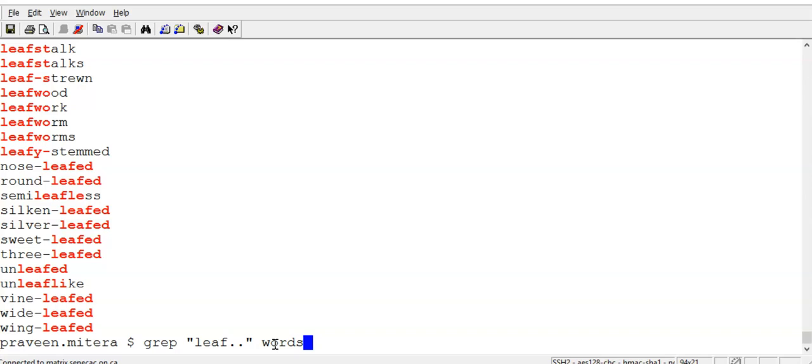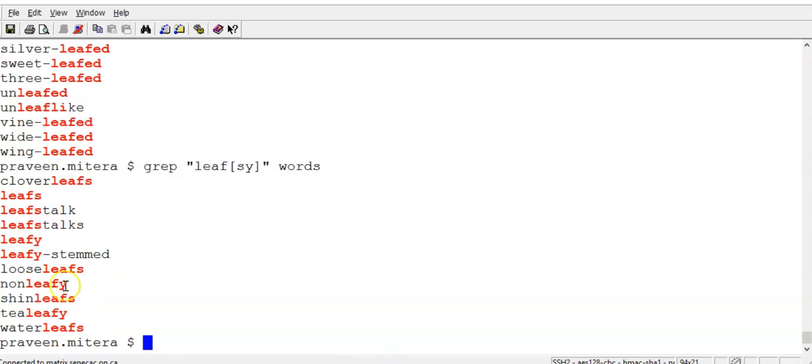What if instead of a dot, I wanted to say, you know what, after leaf, I just want 1 character, but I don't want it to be any character. I only want if it's an S here, or if it's a Y. So I want S or Y and nothing else. So here, it's looking for everything that has a Y after LEAF or an S.